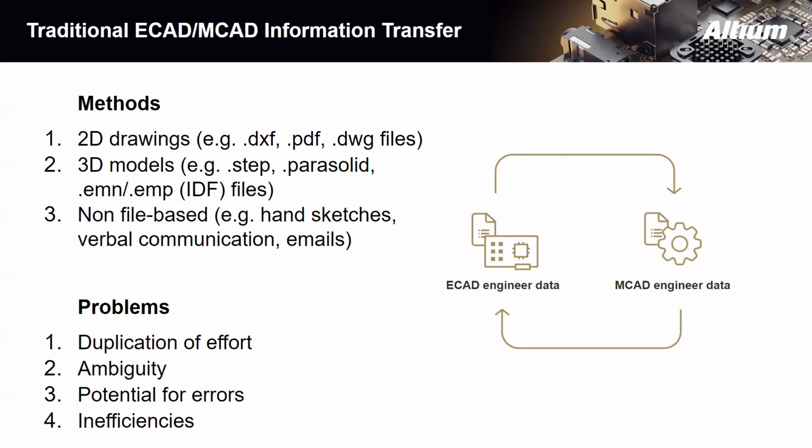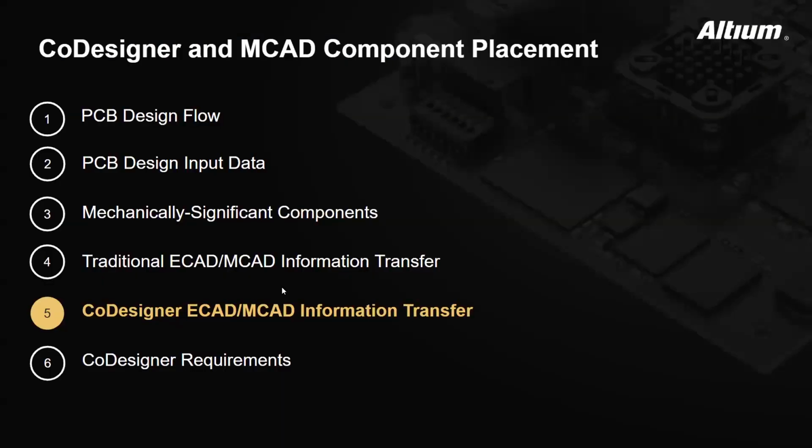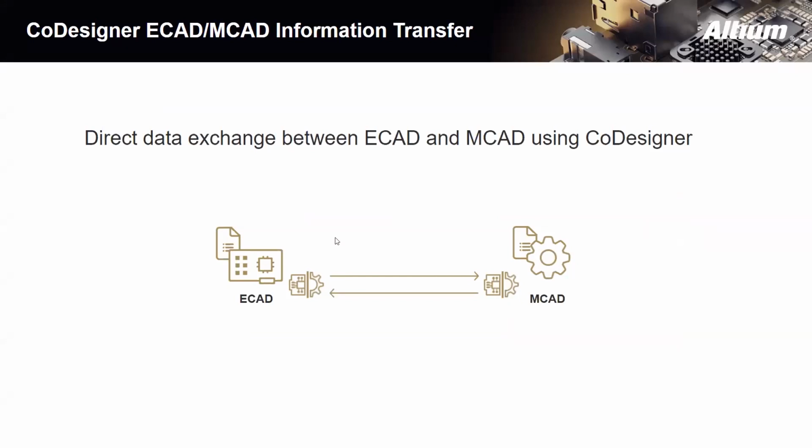So what can we do about this? Well, CoDesigner alleviates these issues by allowing the direct transfer of information from the native ECAD package, Altium Designer, to the native MCAD package. CoDesigner lives as an extension in Altium and as a plugin in the MCAD package. And via Altium 365, the design data is sent backwards and forwards between the two without the need for any manual file transfers or emails or anything like that.